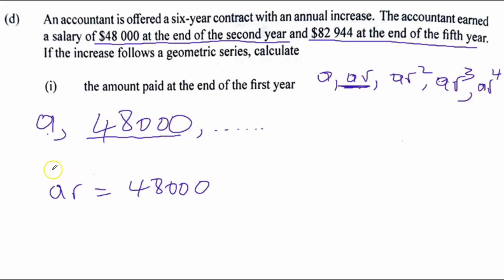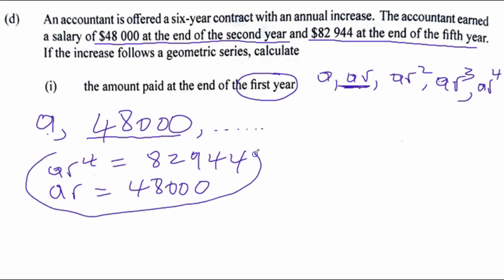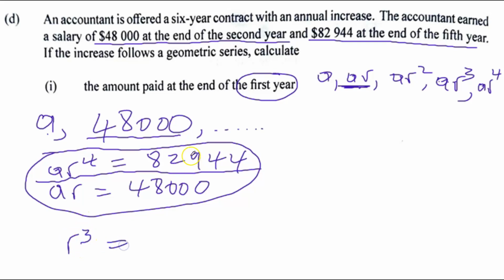So the fifth term is given as AR to the fourth power, and we are told that it's 82,944. So now we want to solve for the A. The amount paid at the end of the first year is what we call A. So let's solve for A. We have these two equations, which we can solve simultaneously, so we can divide through. AR to the fourth power divided by AR: A cancels A, and R to the fourth power divided by R is R cube, equal to 82,944 divided by 48,000.